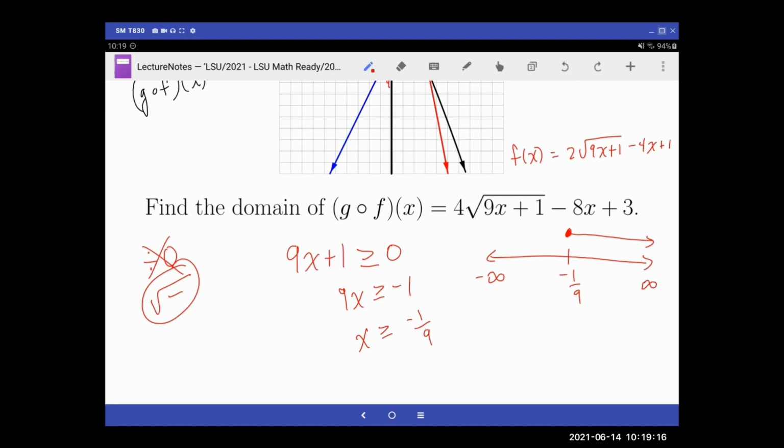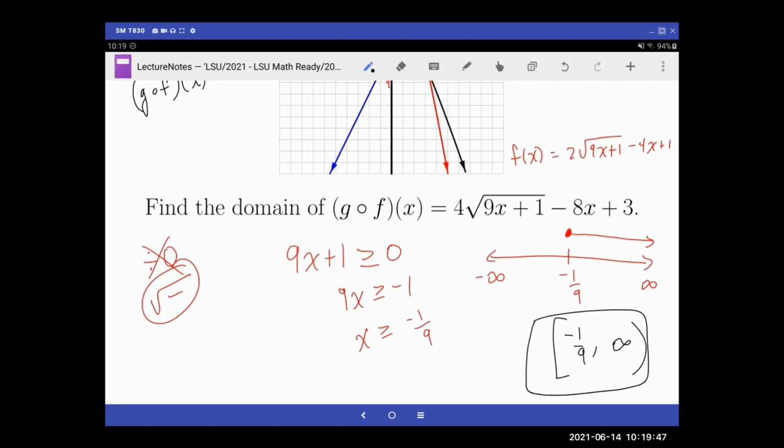Do I have any new square roots? No, they're the same. Do I have any fractions where x is in the denominator, where I could end up dividing by 0? No, right? And so this domain is going to hold up. That's going to be my overall domain of my new function, negative 1/9 to infinity, with a bracket, right? Because it's a closed circle. Negative 1/9 is included, to infinity.